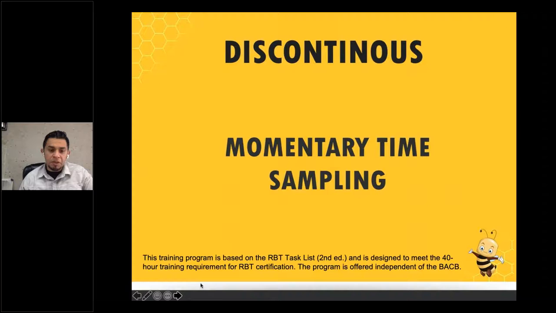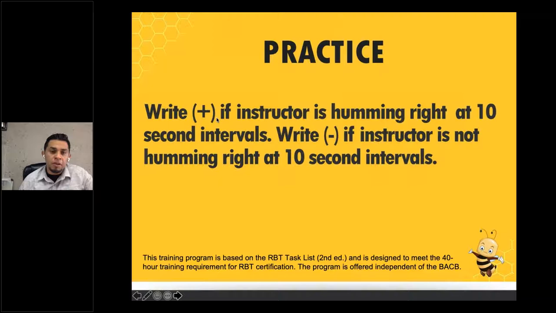Momentary time sampling is another type of partial data collection. Here, you're going to write a plus if the instructor is humming right at the 10 second interval, and a minus if the instructor is not humming right at the 10 second interval. The focal point is specifically when you hear the alarm go off. If I'm humming at that moment, you put a plus. If I'm not, you put a minus. What does my hum sound like? That's me doing this.